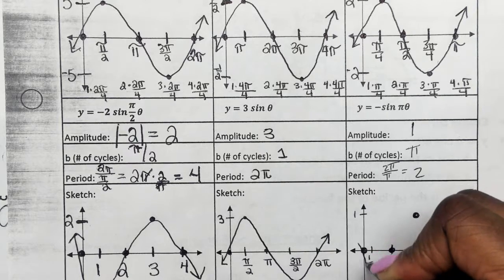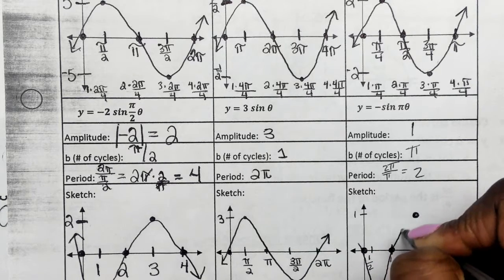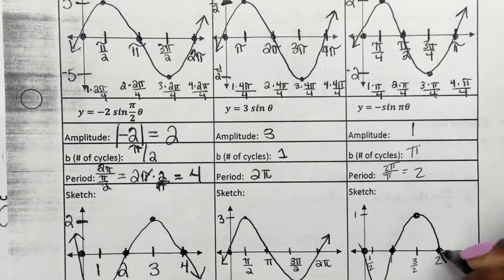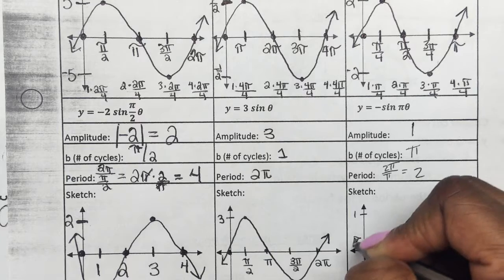All right, so D is doing the last one for us. She got her amplitude is 1. Number of cycles is pi. Period is 2 pi over pi, which is 2. And she did an awesome job on her graph with making it go upside down.